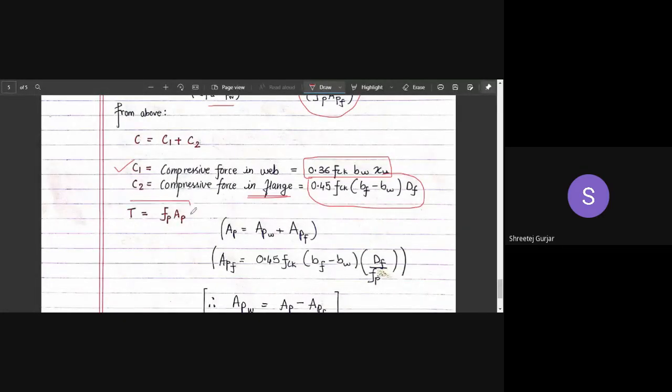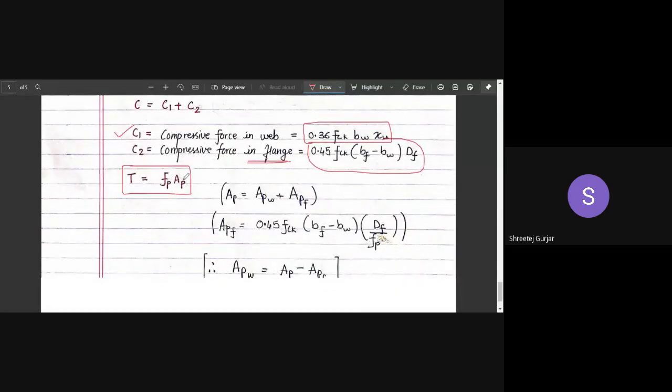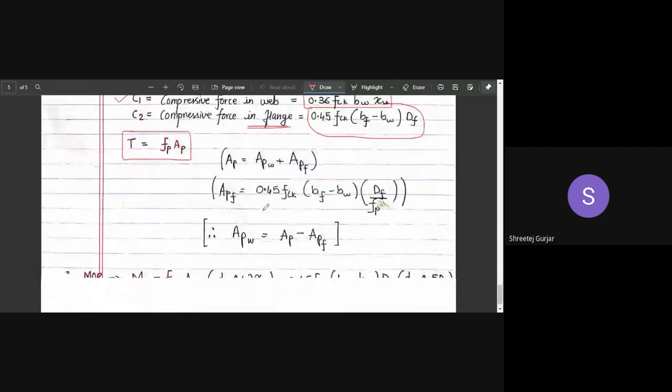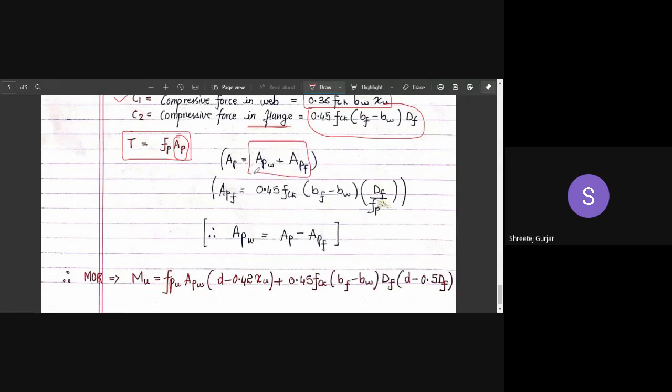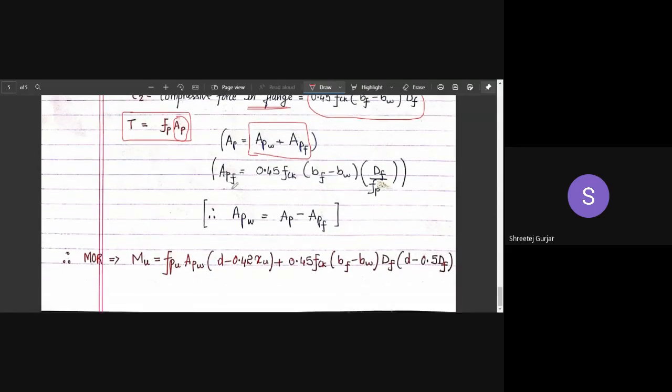Next, T, I have told you T is equals to what? FP into AP, right? Force, stress into area will give you force. Okay, now what is AP? We have to calculate AP. AP is area of steel in web plus area of steel in flange. Area of steel in web plus flange. So APF is equals to what? APF. So APF is this thing, 0.45 FCK BF into.